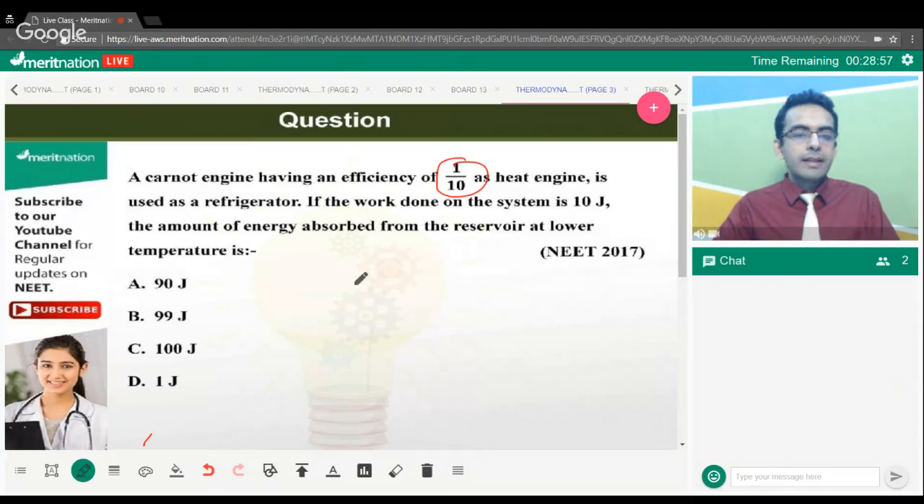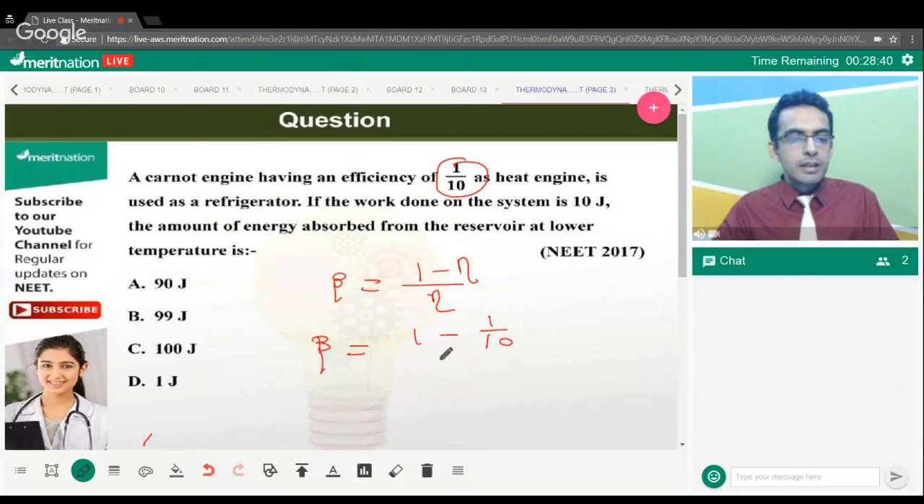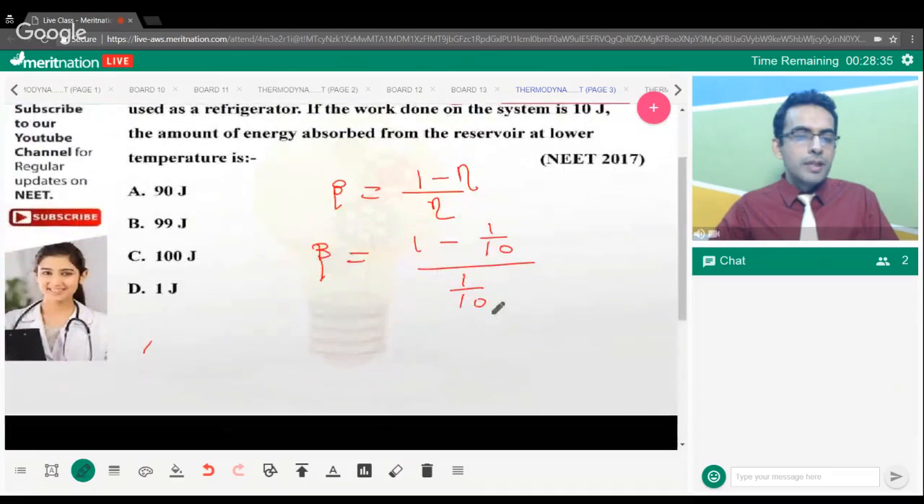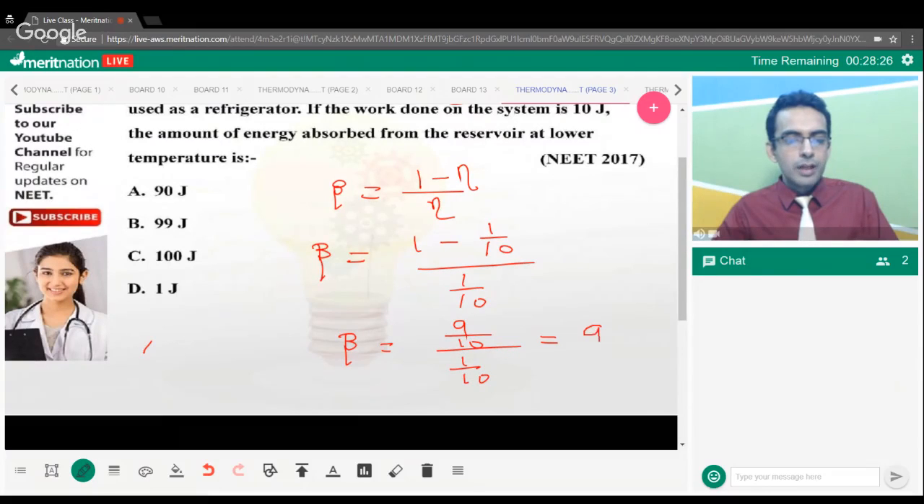From efficiency, what we can calculate? We can calculate beta, because we know the relation between efficiency and coefficient of performance, and that's equal to 1 minus eta by eta, right? So beta is equal to 1 minus 1 over 10 divided by 1 over 10. So from here, you can write beta is equal to 9 by 10 divided by 1 by 10. So this implies it's equal to 9. So beta is equal to 9.